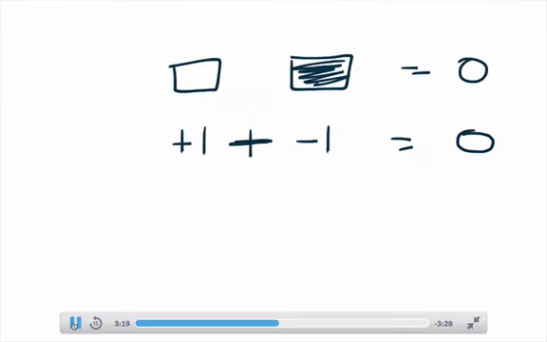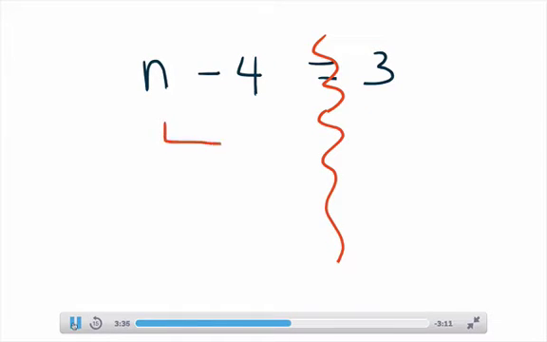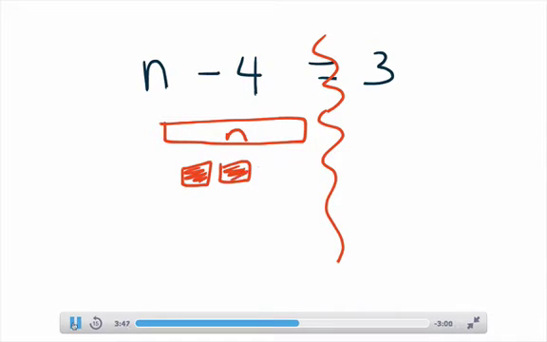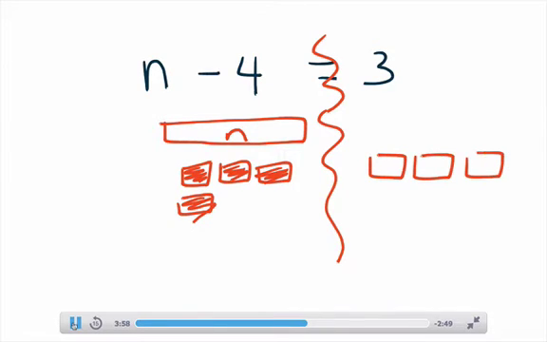Let's try another problem. In this problem, I'm going to have n minus 4 equals 3. We're going to follow the same principle. First, let's model. On the left, I've got a variable tile of n, and this time I've got -4, not +4. You see the minus there, so -4. So I need to put in 4 filled in tiles, because that represents -4. However, on the right, I've got 3 positive tiles. There's no minus there. So I'm going to do 3 of these non-filled in tiles.